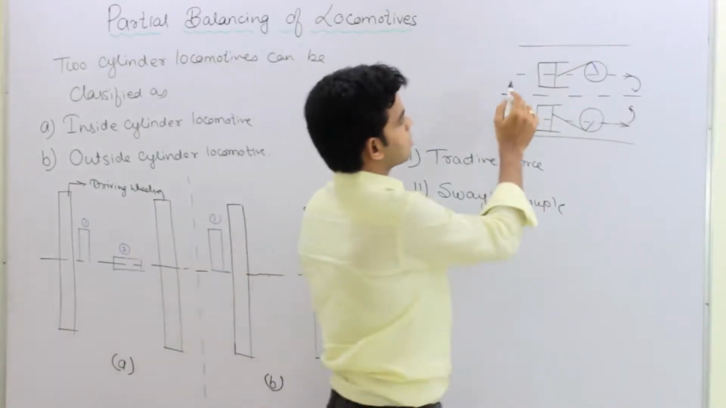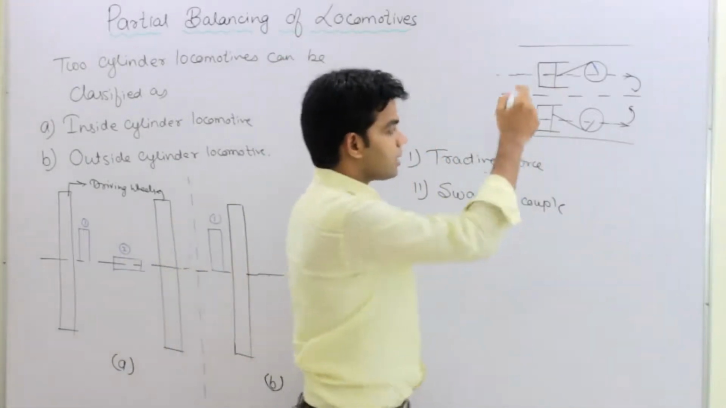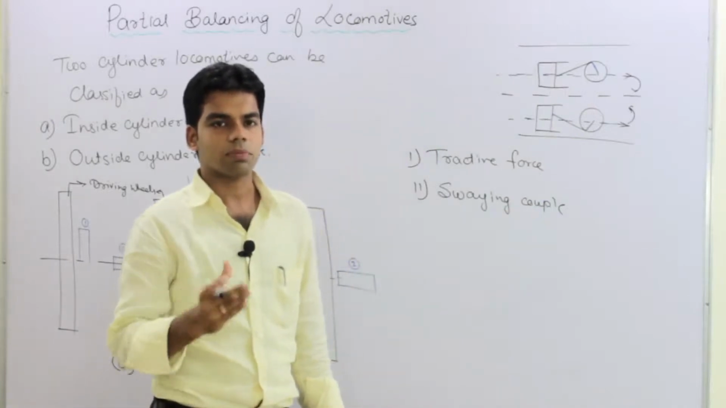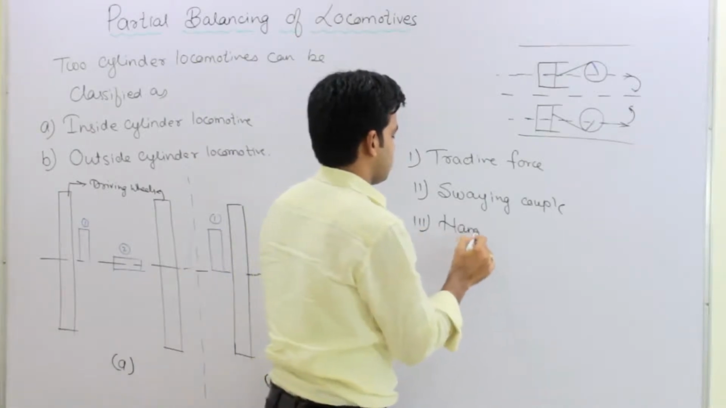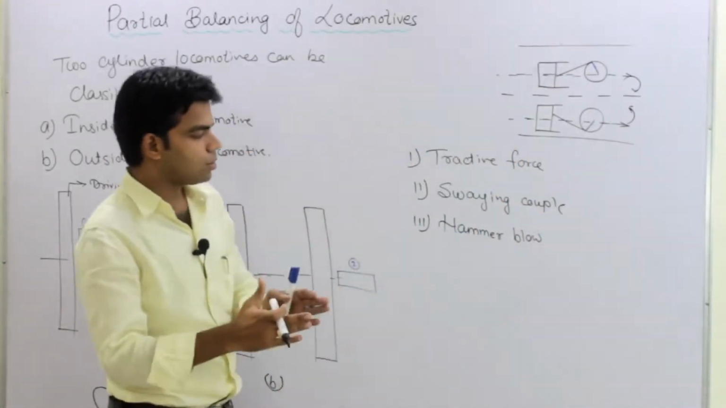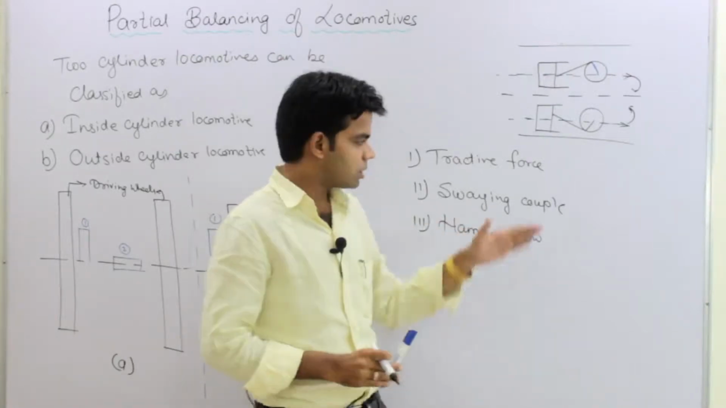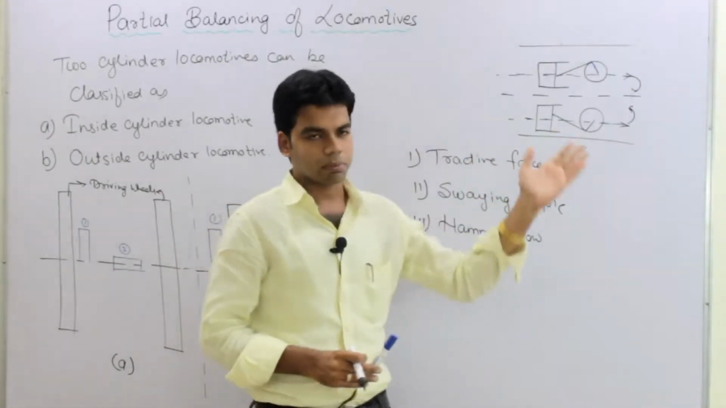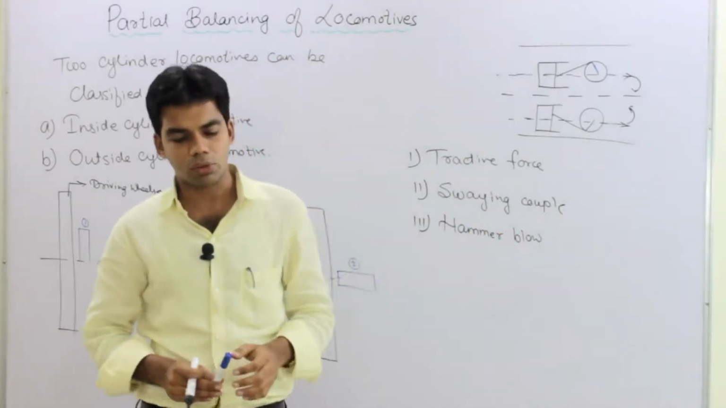So first is the unbalanced force which is along the line of stroke. Second is the unbalanced force perpendicular to the line of stroke. And as I told you, the unbalanced force perpendicular to the line of stroke will produce hammer blow. It will produce the jump of an engine, and the maximum value of that unbalanced force perpendicular to the line of stroke is referred to as hammer blow. So we will study these three different effects. First is tractive force and swaying couple, which are because of the unbalanced force along the line of stroke, and third is hammer blow, which is because of the unbalanced force perpendicular to the line of stroke.